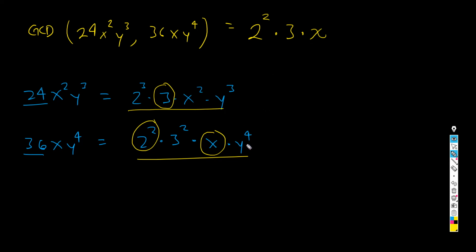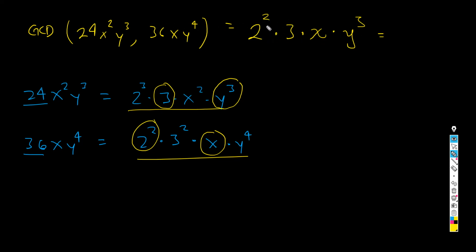Is y a common factor between this factorization and this factorization? Yes, because I observe it in both of them. I choose the one with the least exponent and I paste it. And I'm done. This is the prime factorization. I'm sorry, no. This is the greatest common divisor of these two numbers. And I can now go to the product of these numbers.